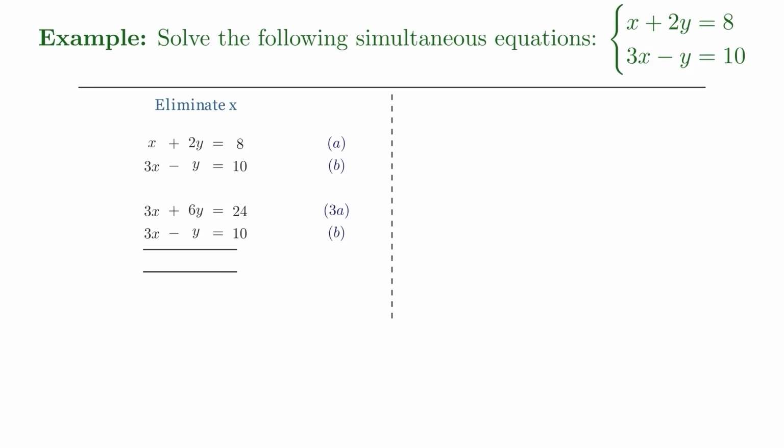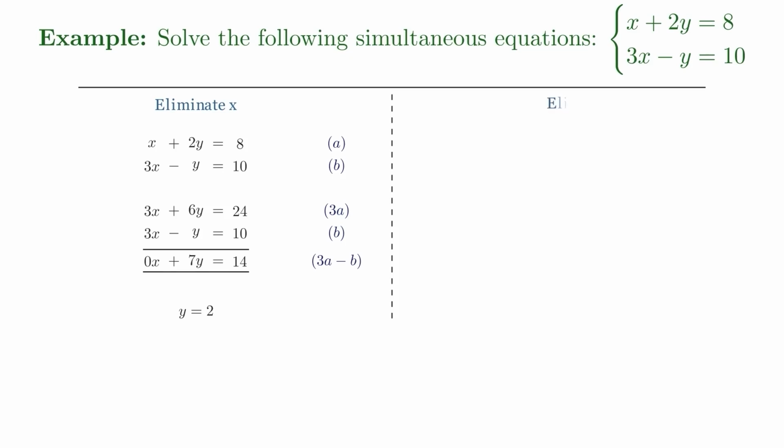So this gives me 3x minus 3x equals 0x. 6y minus y equals 7y. And 24 minus 10 equals 14. So dividing both sides by the 7, I get that y is equal to 2.